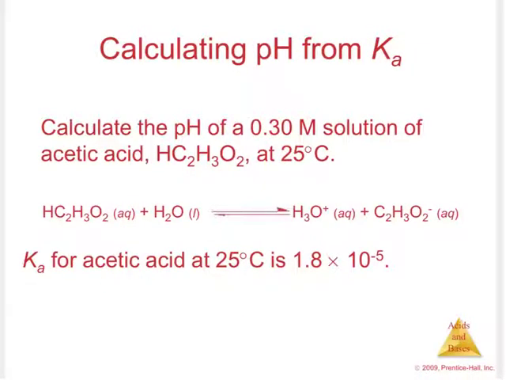We can also do the reverse of what we just did, and that is to calculate the pH of the solution if we know the Ka value. And here's the equilibrium equation for acetic acid. Acetic acid in water is going to dissociate to some degree, forming hydronium ions and acetate ions in a 1-to-1 ratio. So we're starting with a molarity of 0.30 molar, and we're given the Ka for acetic acid, and so from there we want to determine the pH.